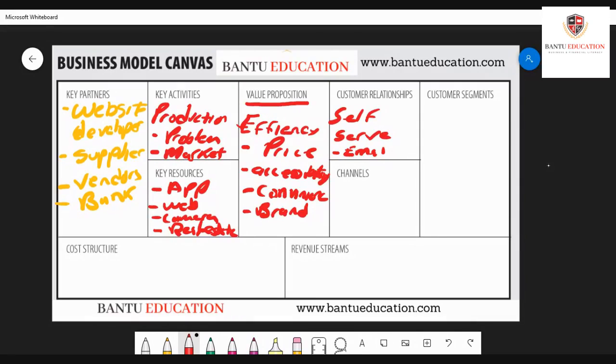Now, channel. This is the easy part. Channel, in other words, is like marketing. Because remember when I said business model is how you create, how you deliver, and how you capture value? Here, this is the delivery part. How do you plan to deliver this? Well, it could be through social media. It could be through your website.